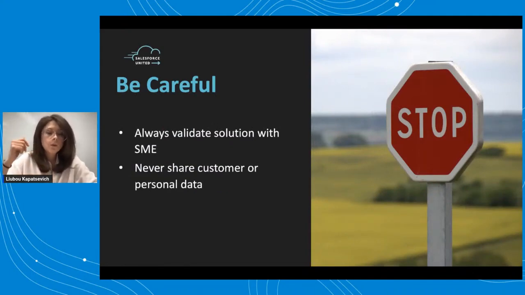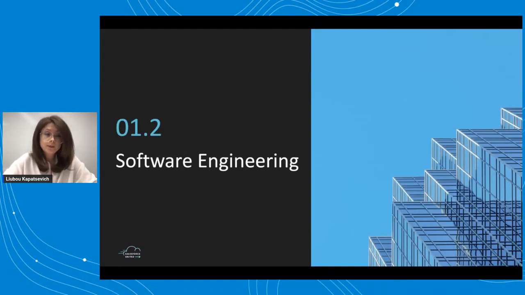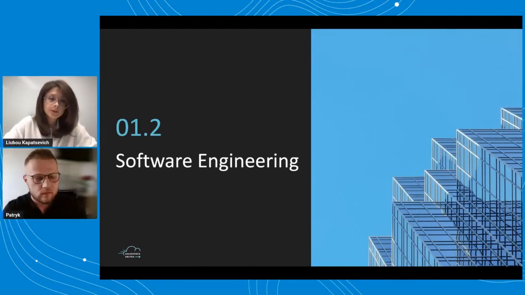But the only one thing that I want to highlight again: always validate the result that ChatGPT generated for you, because it can be not relevant, it can be that you missed some context. So it's important to validate everything. If you are not an expert, invite a subject matter expert who can help you. And the last, never share customer or personal data if you are using the public version. And on that, I'm passing the word to Patrick, and he will proceed with the software engineering part.